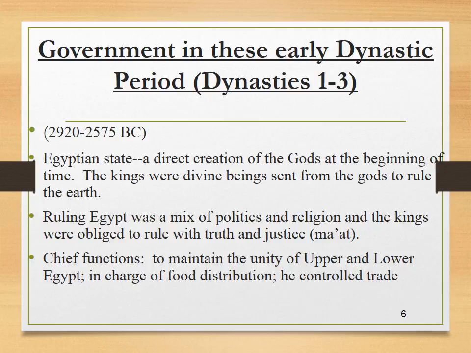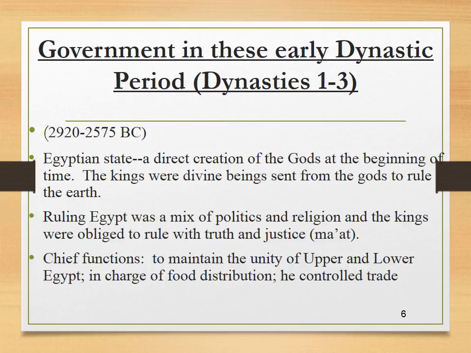So the whole Egyptian state, the whole Egyptian government, given by the gods, and then the pharaohs are divine beings who are put by the gods here on earth to rule. And if you think about it, you've got a deity ruling. Deities are supposed to be good. So it wasn't really rule, but the idea behind a pharaoh is that he's supposed to be a good ruler. So they put here, obliged to rule with truth and justice.